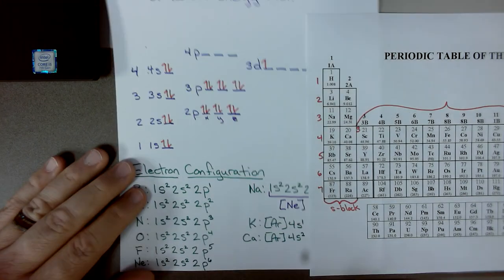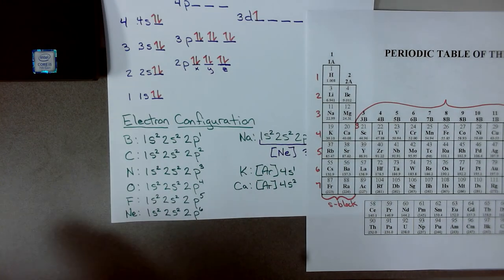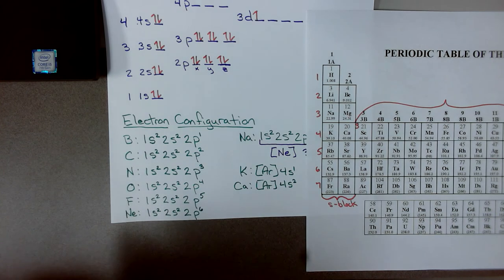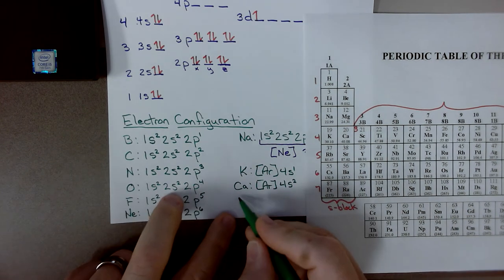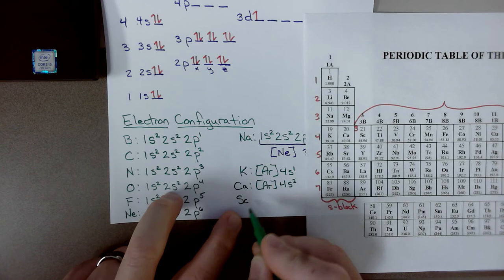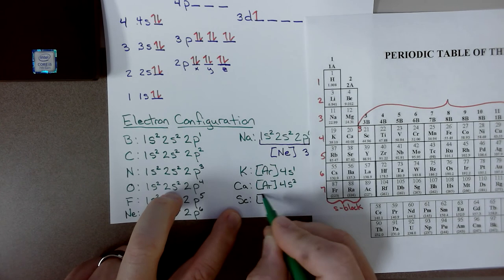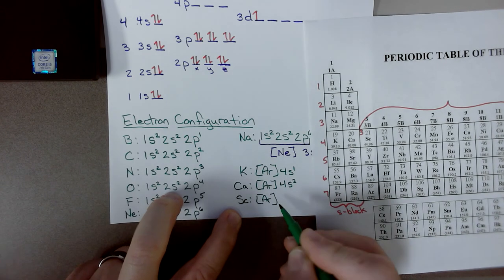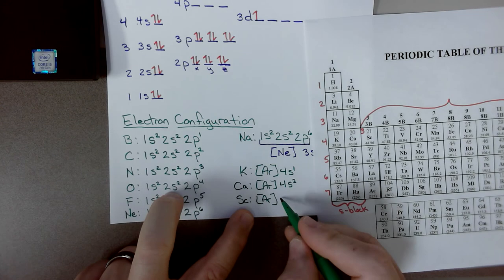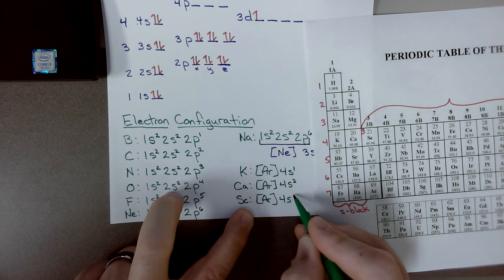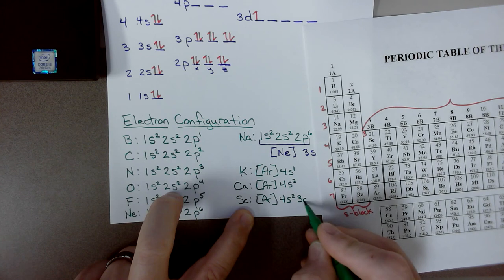And if I were to write the electron configuration for that, I would write scandium, and then it would be argon, which represents the first 18 electrons with filled energy levels, 4S2 3D1.